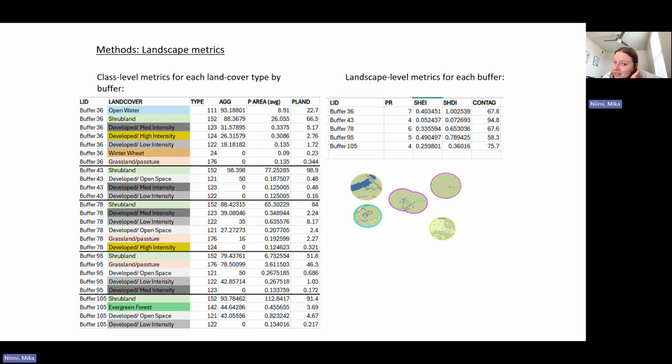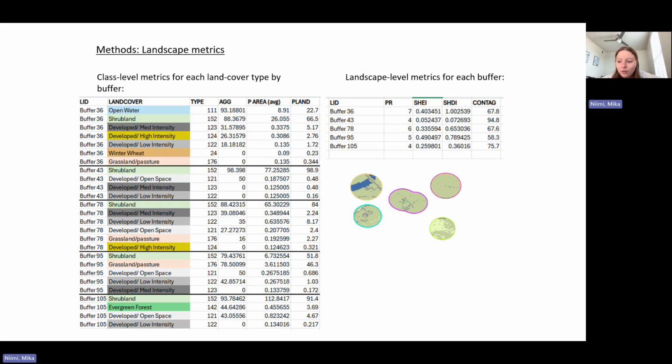For my methods of landscape metrics, the class level metrics for each land cover are shown below. I have separated them out by buffers, so if you look to the left, they are labeled buffers. Then on the right, you will have the AG, the P area, and the P land. That first section is only class level metrics, and then on the right, those are the landscape level metrics.